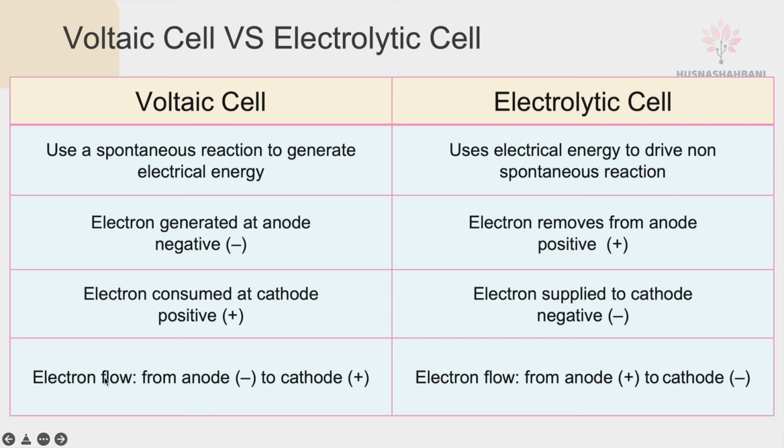And electron flows from anode to cathode for both voltaic cell and electrolytic cell. But note that anode is the negative electrode in voltaic, anode is the positive electrode in electrolytic cell. Okay, vice versa for cathode.